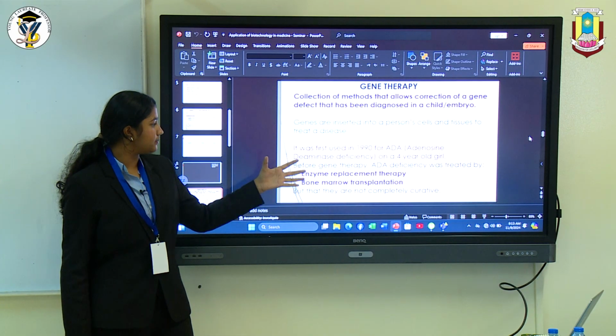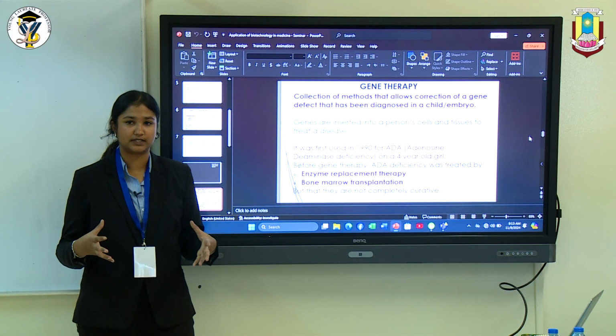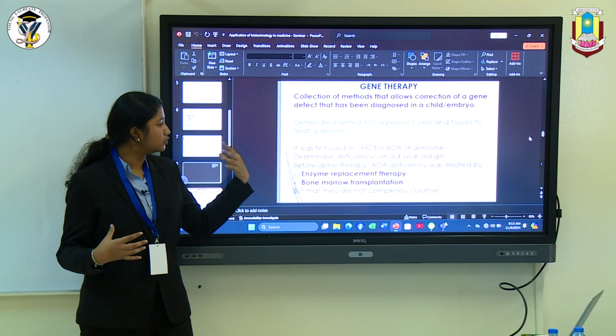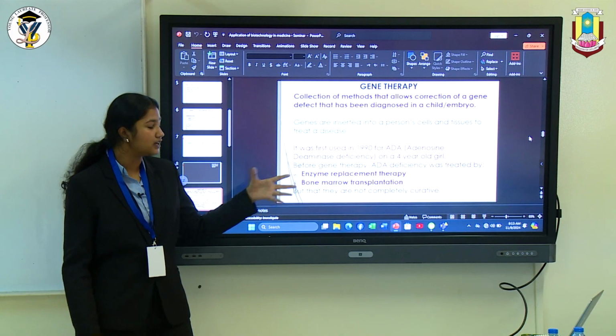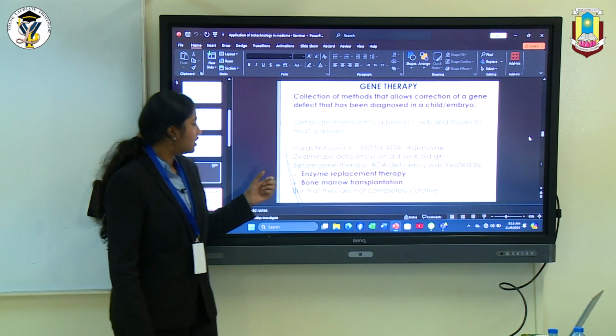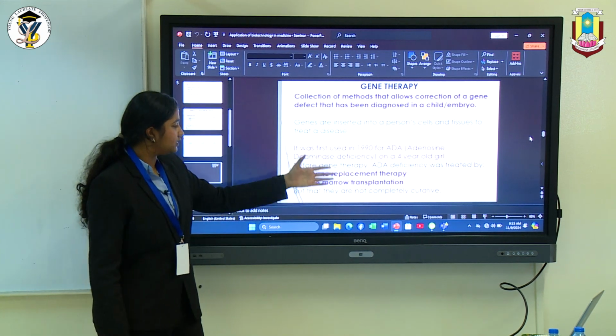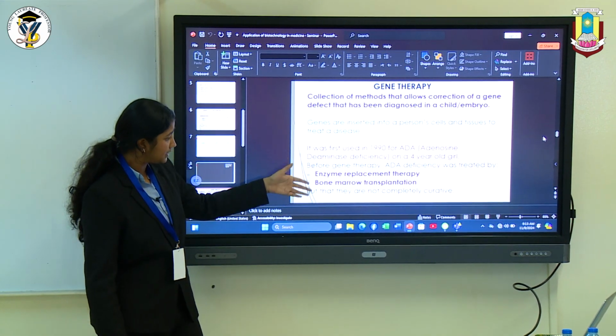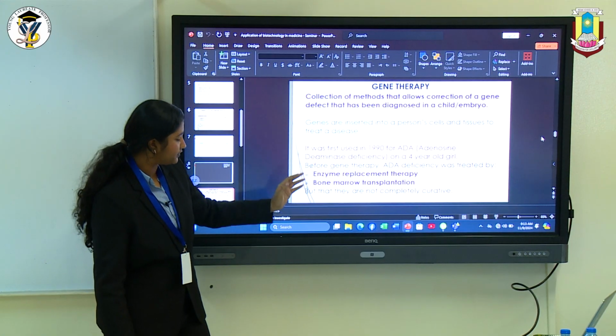This ADA is an enzyme that is produced in our body that supports the immune system. So in this girl who is suffering from ADA deficiency, her immune system would be very weak, so she'd be more vulnerable to diseases. Before gene therapy, these were the two treatments used to treat ADA deficiency.